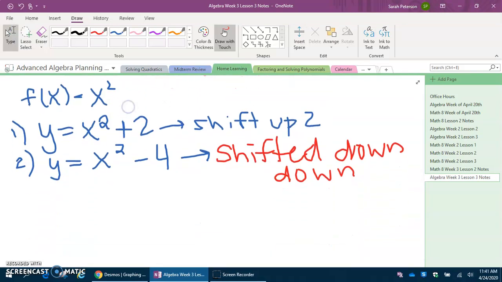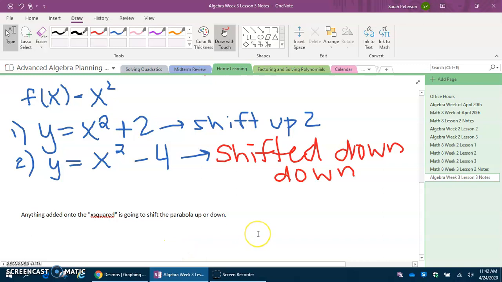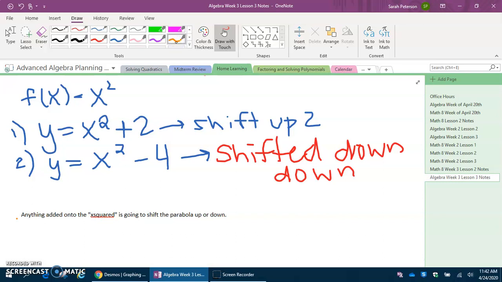So if you were going to make a conclusion about this, and I might type this to make it easier for myself: anything added on to the x squared is going to shift the parabola up or down. Okay, so now we're going to look at shifting it a different way. This is important. If you write this down, make sure to write this down.